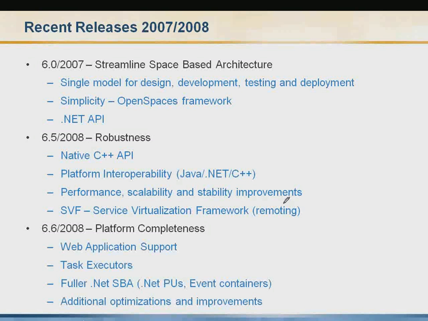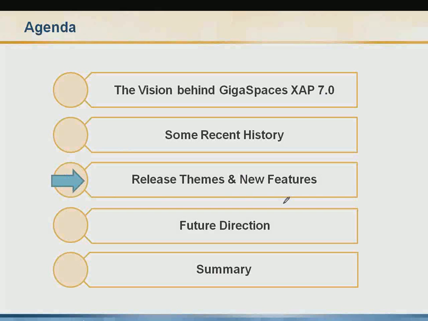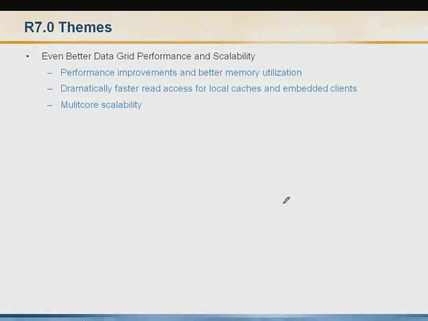We also introduced the task executors, which, like I said before, is going to be covered in detail in this webinar. A fuller .NET SBA model, basically completing the gap with the Java edition, enabling you to deploy complete .NET processing units on top of the GigaSpaces SLA-driven environment. And of course, additional optimizations and improvements around the data grid. So with that slide over, let's go into the details and talk about 7.0.